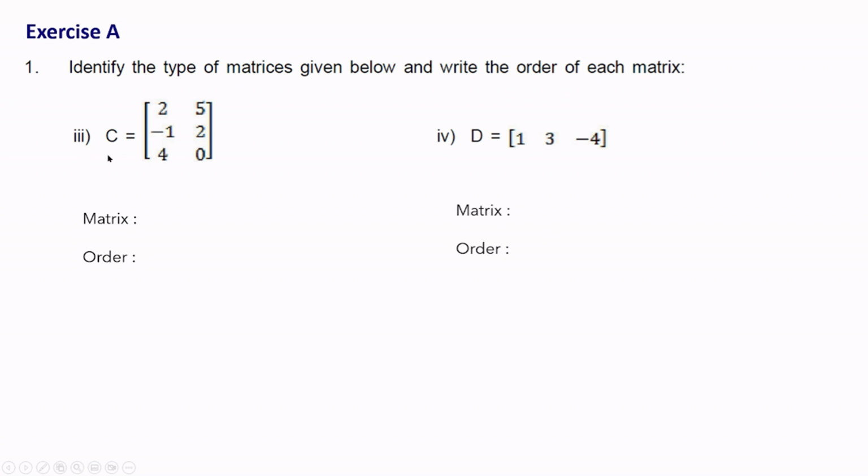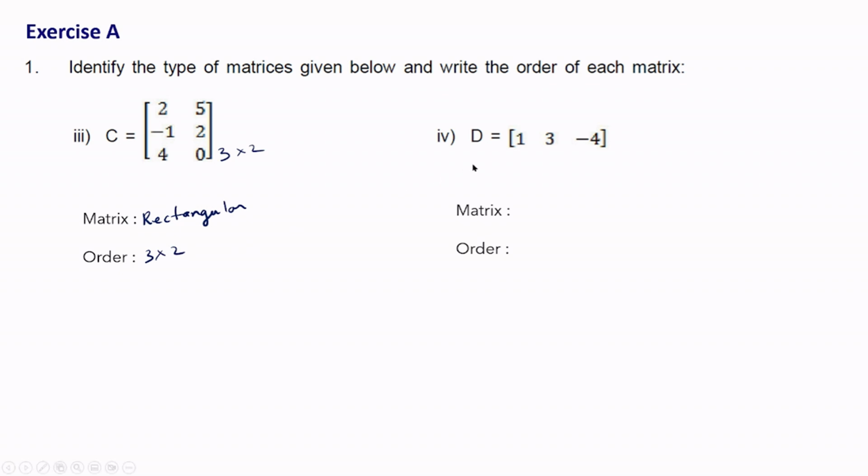Next we have the matrix C. Here we can see that the number of rows is not equal to the number of columns. So it is a rectangular matrix. And the order is, it has got 3 rows and 2 columns. So the order is 3 by 2.